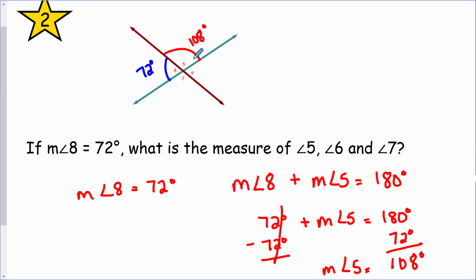So once I have these two, now it's just a matter of using vertical angles. So the vertical angle to angle 8 is angle 6, and so those are congruent. So if angle 8 is 72 degrees, angle 6 is also 72 degrees. And the same with angle 5 and angle 7. If angle 5 is 108 degrees, angle 7 is also 108 degrees.